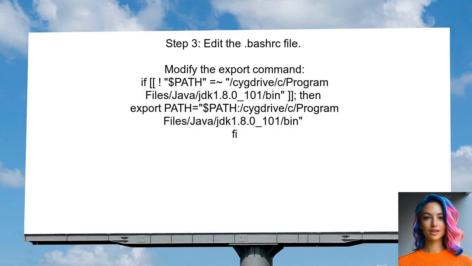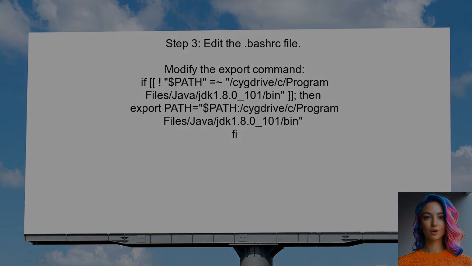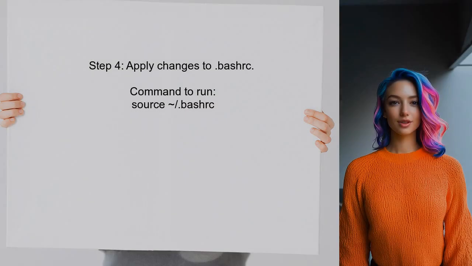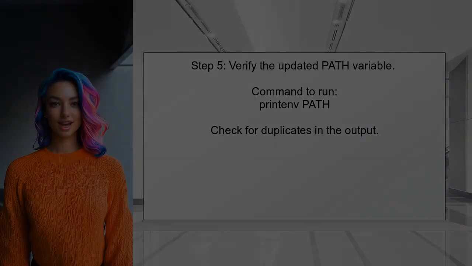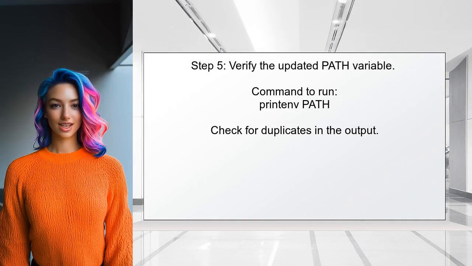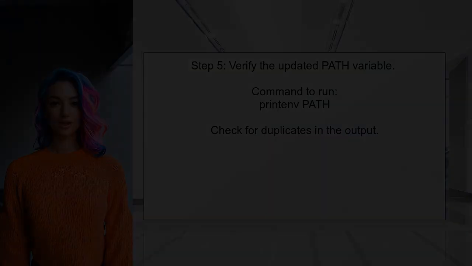Now the user needs to edit the .bashrc file to prevent adding duplicates. They should ensure that the export command only adds the directory if it is not already present in the path. After making changes to the bashrc file, the user should apply the changes by either restarting the terminal or sourcing the bashrc file. This will refresh the environment variables. Finally, the user should check the path variable again to confirm that duplicates have been removed. This ensures that the environment is clean and ready for use.